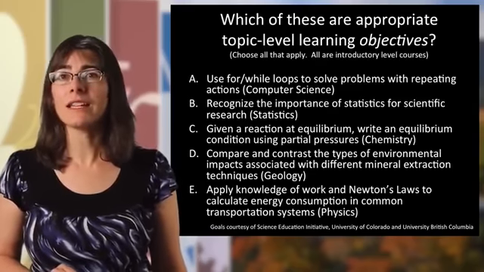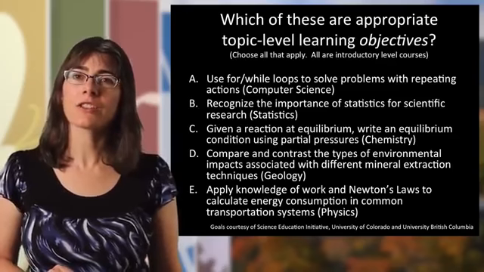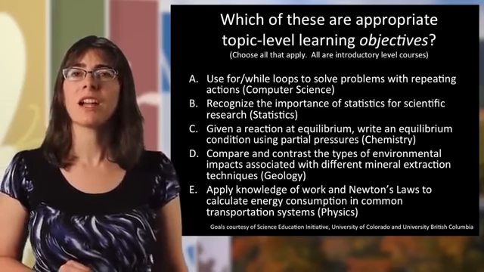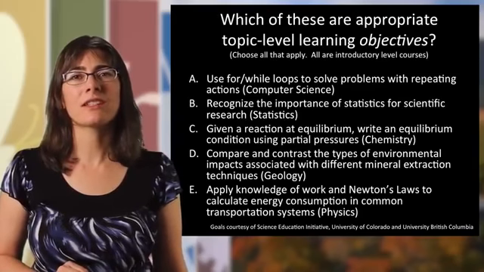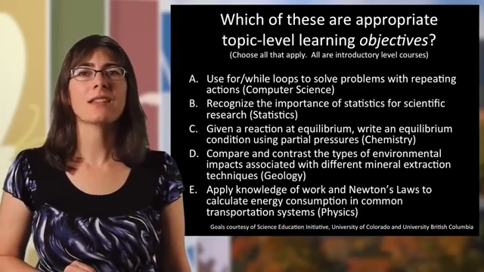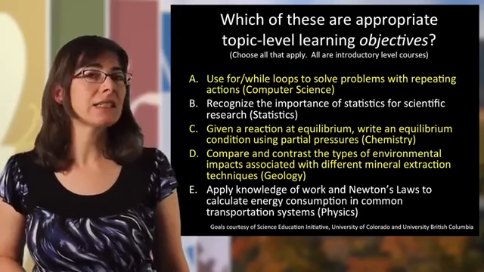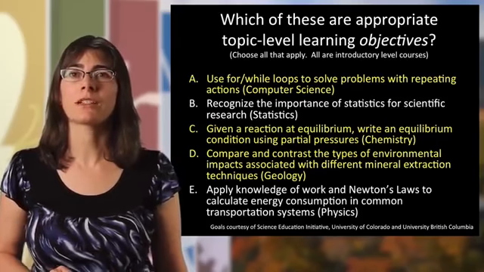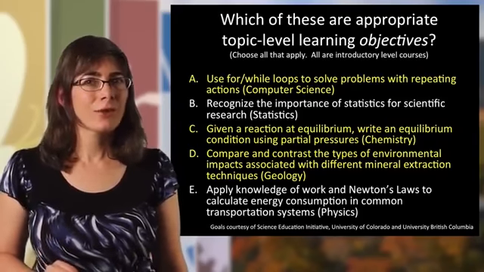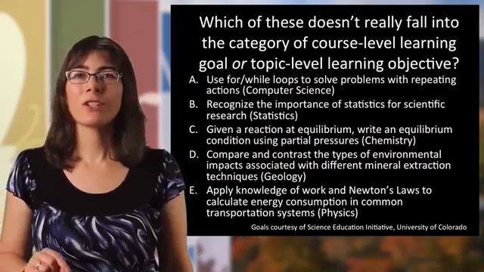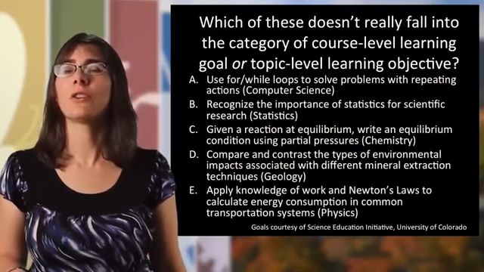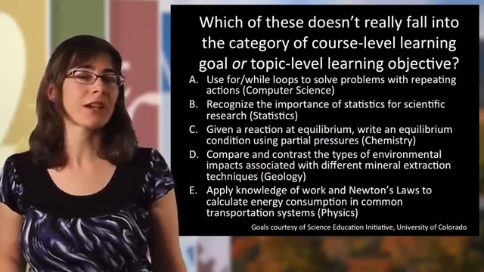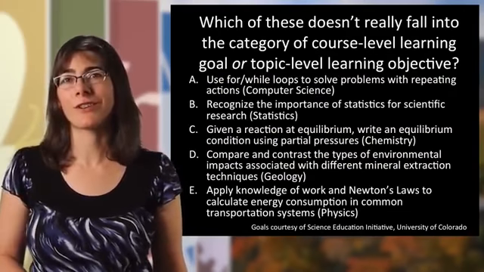And then E, apply knowledge of work in Newton's laws to calculate energy consumption in common transportation systems. I don't think that's something you could get to in a single unit, so I'm going to say that that's not. So I'd say A, C, and D are the topic level learning objectives. There's another question, same list. Which of these does not really fall into the category of course level learning goal or topic level learning objectives? This one's even trickier, so give yourself some time.